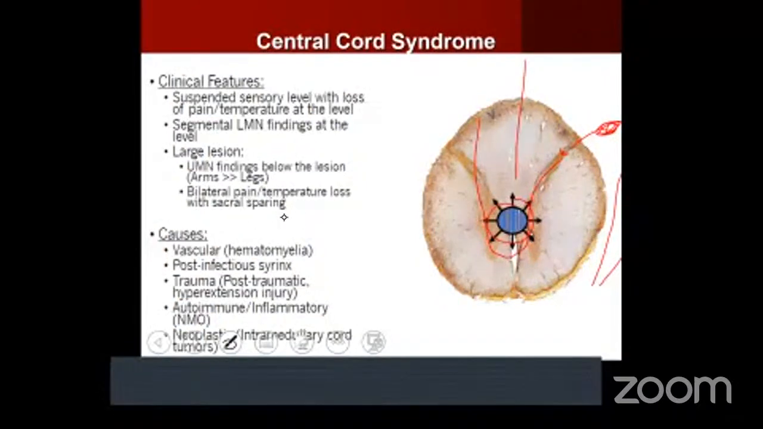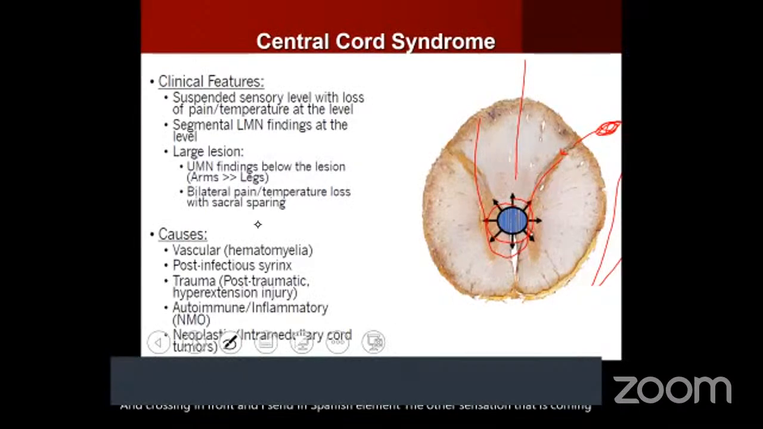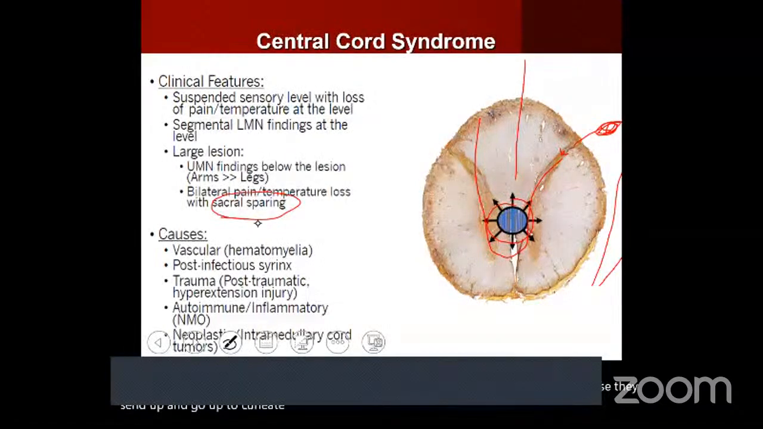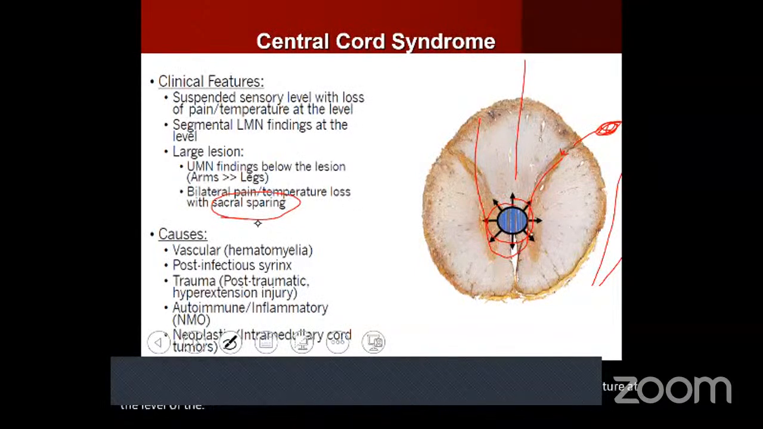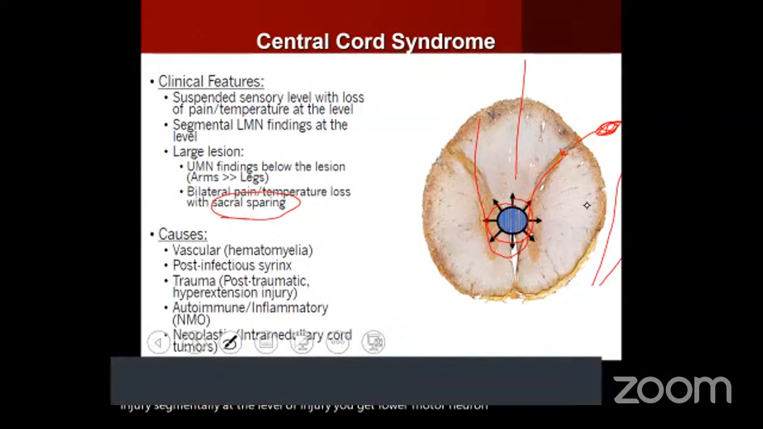This term will be explained. You see laterally, we have already described it in the anatomy class, but again, if there is any doubt we can describe it. So central cord syndrome is characterized by LMN findings at that level and suspended sensory loss with loss of pain and temperature at that level. If it's a large lesion, you also get corticospinal tract involvement. If it enlarges, then you get UMN findings below the lesion, and of course the spinothalamic tract lesions also will give rise to loss of superficial sensations. So that's the central cord syndrome.